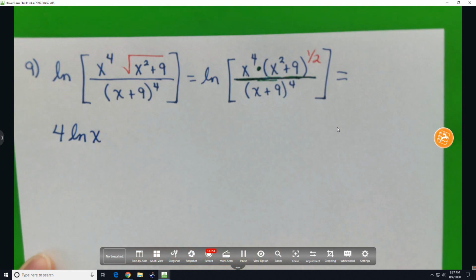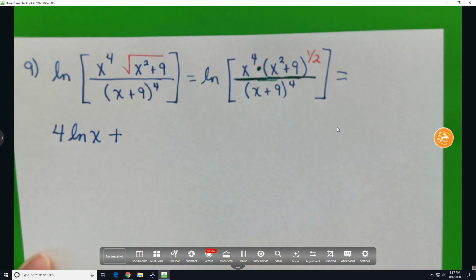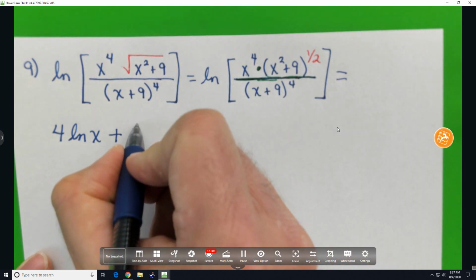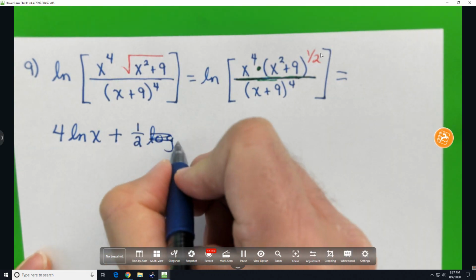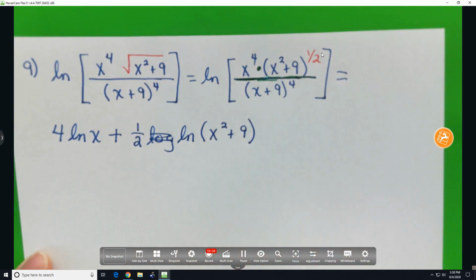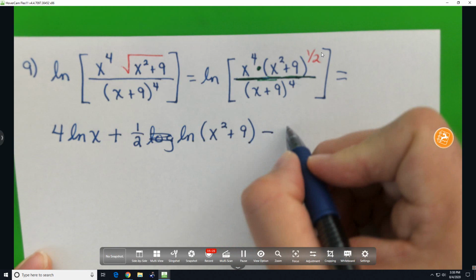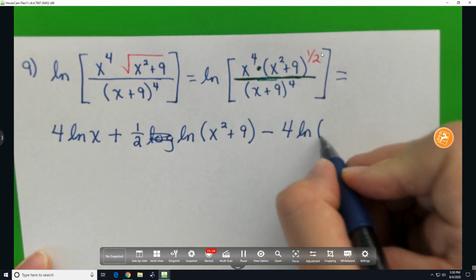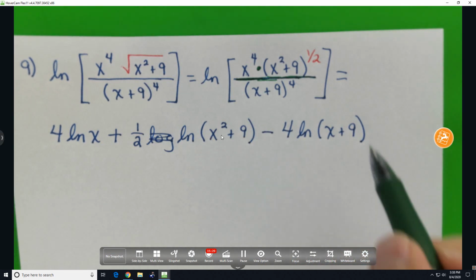Now, okay, so starting with the x, the exponent goes in front of the letter L. So 4 ln x. Notice I'm using cursive writing so the L doesn't look like an I or 1. Plus the 1/2 goes in front of the letter. Oops, I messed up. Not L-O-G, L-N. At least we're not going to have to type in a subscript. And then we've now moved to the bottom, so it's going to be a minus 4 ln x plus 9.